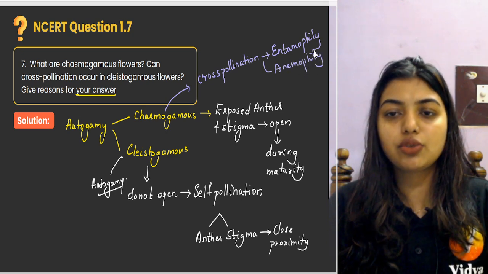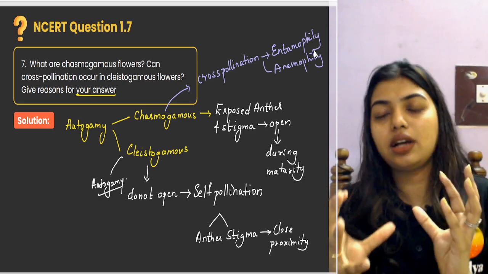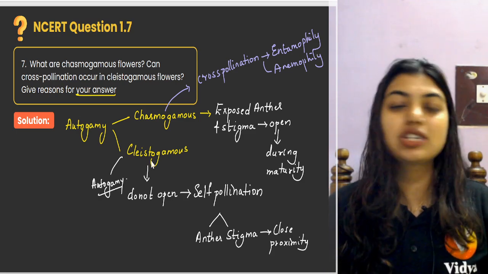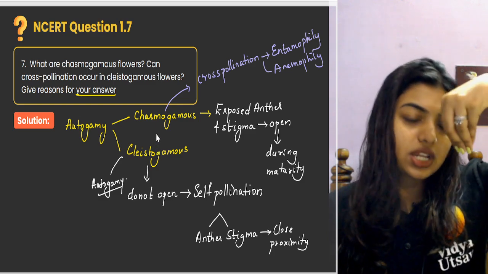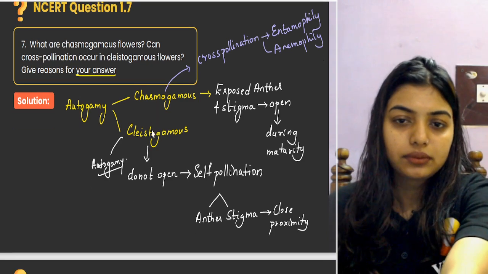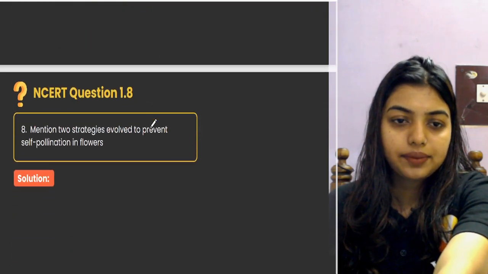So what they do is, during maturity, they will expose their stigma and anther. Okay, they have an exposed stigma and anther, and they open during maturity. But cleistogamous flowers are not like that. You saw now how they are closed, so they will not allow for cross pollination to happen. Chalo, that is done. Next one.